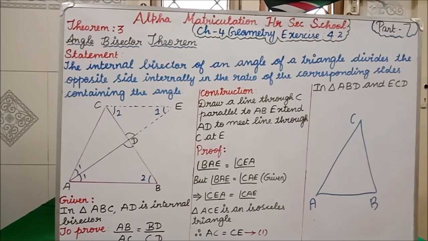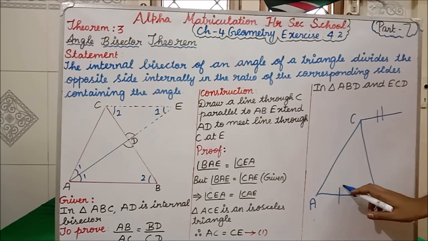Next we are going to see the construction. In the construction, what we have written: draw a line through C. We want to draw a line through C. I have drawn it parallel to AB. So, when you are drawing, this line should be parallel to this AB. Extend AD to meet the line through C at E.